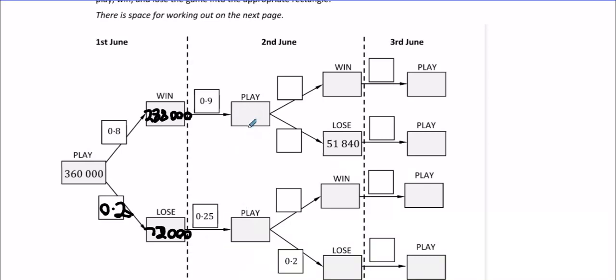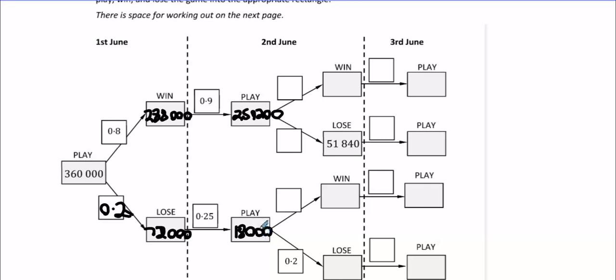0.9. What's 0.9? So we're going to get our 288,000 people, and 90% of them are going to play. So what happens when they play? 90% of that is 259,200. Is that okay? And then multiply 72,000 people by a quarter, and we get 18,000 people in this zone here. And then we're going to go through.